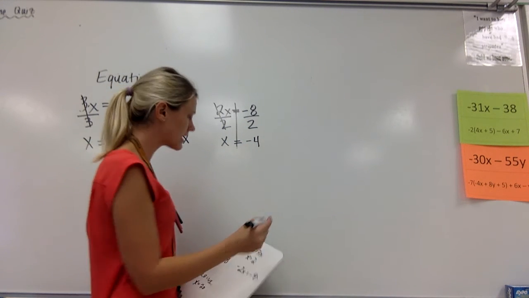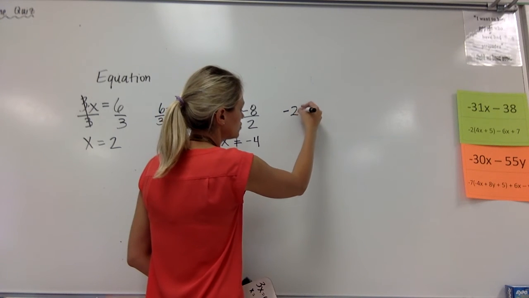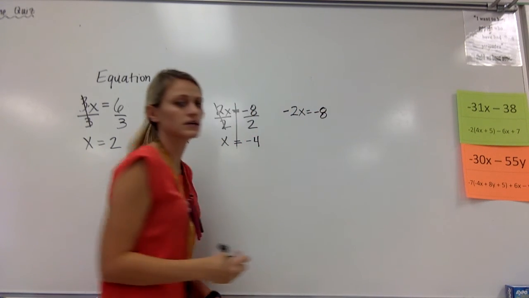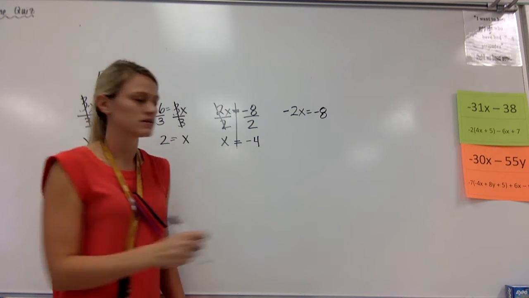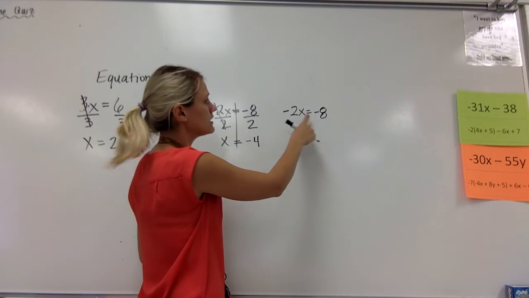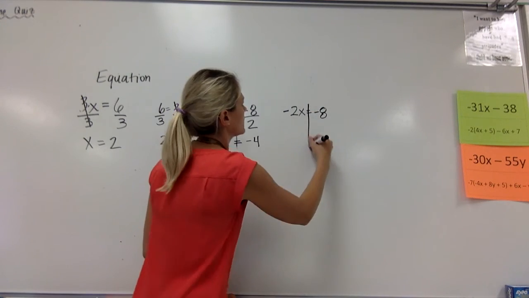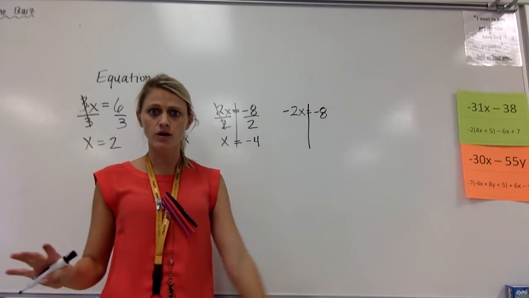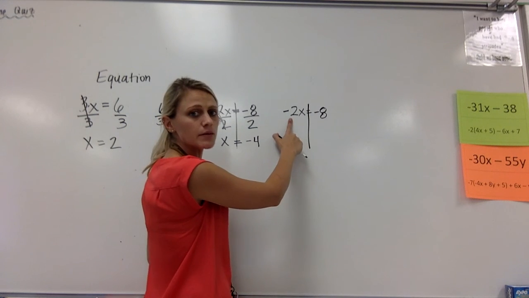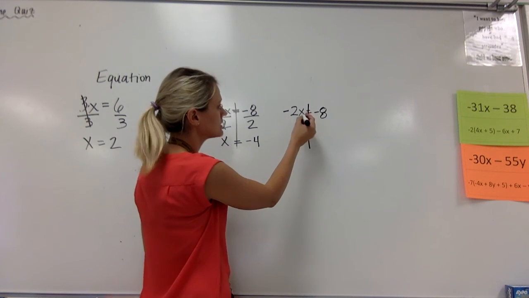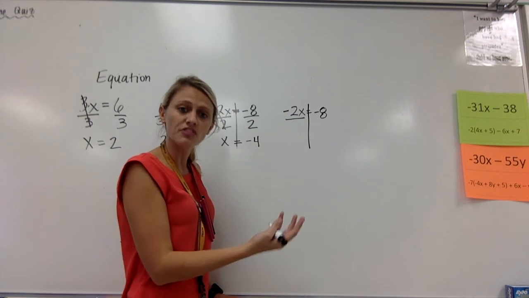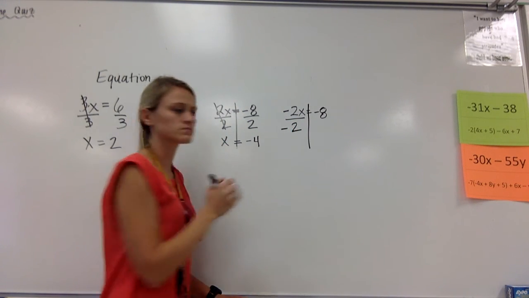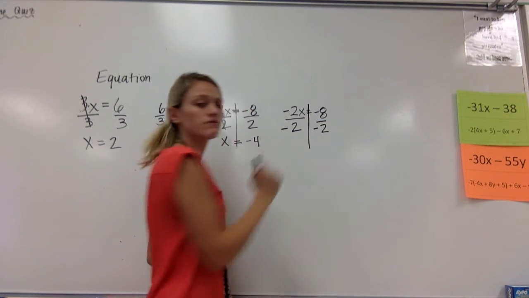Next one. Negative 2x equals negative 8. I'm going to draw my line at my equal sign so I have my two sides. This time I've got negative 2 being multiplied by x. I have to undo that. I want the x by itself. Divide by negative 2. Divide by negative 2.